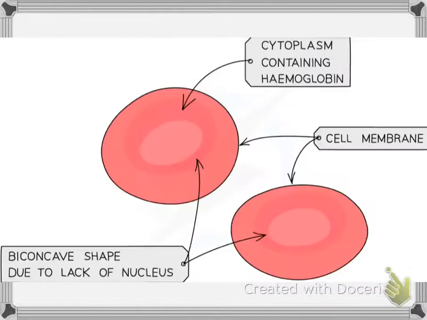This is a red blood cell. So this is cytoplasm, which contains the hemoglobin. This is the cell membrane. And this is the biconcave shape, which is due to the lack of nucleus.